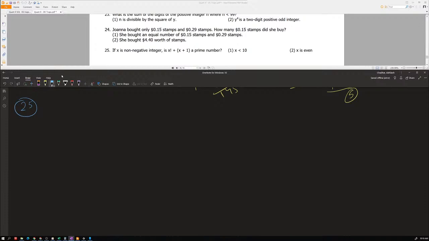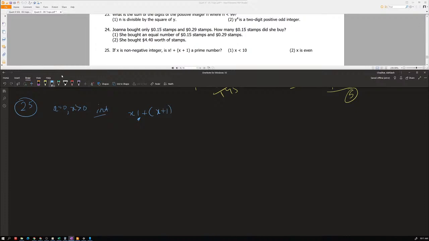It says that if x is a non-negative integer, so whenever it is non-negative, that means x is equal to 0 or x is greater than 0. There are two conditions, and it is an integer. That is one more thing that is given. Then x factorial plus x plus 1 is a prime number. So is this a prime number is the question. For being a prime number, it should be only divisible by itself and 1.